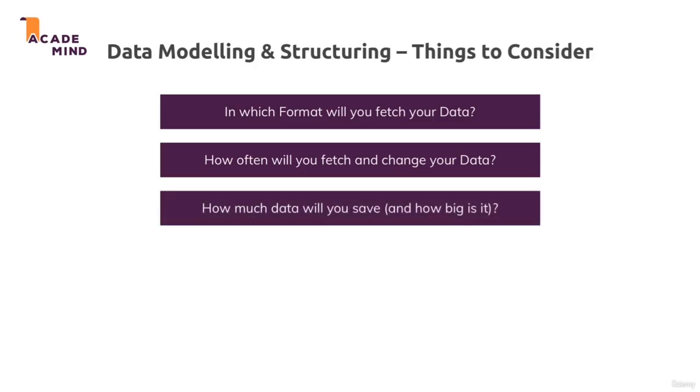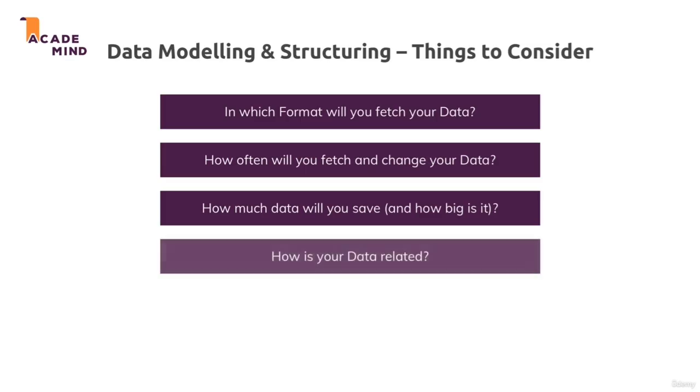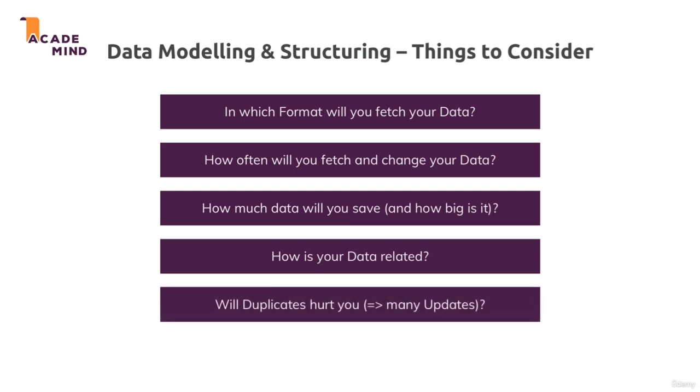Also keep in mind, how much data will you save and how big is it? Do you store all citizens of New York City? Maybe embedding the data is not your best choice then. How is your data related in general? One-to-one, one-to-many, many-to-many? This often gives an indication for whether you want to go with embedded documents or references. And in general, will duplicates hurt you? Do you update your data a lot, in which case you have to update a lot of duplicates? Do you maybe have snapshot data like with orders and products, where you don't care about updates to the most recent data, to your products data?